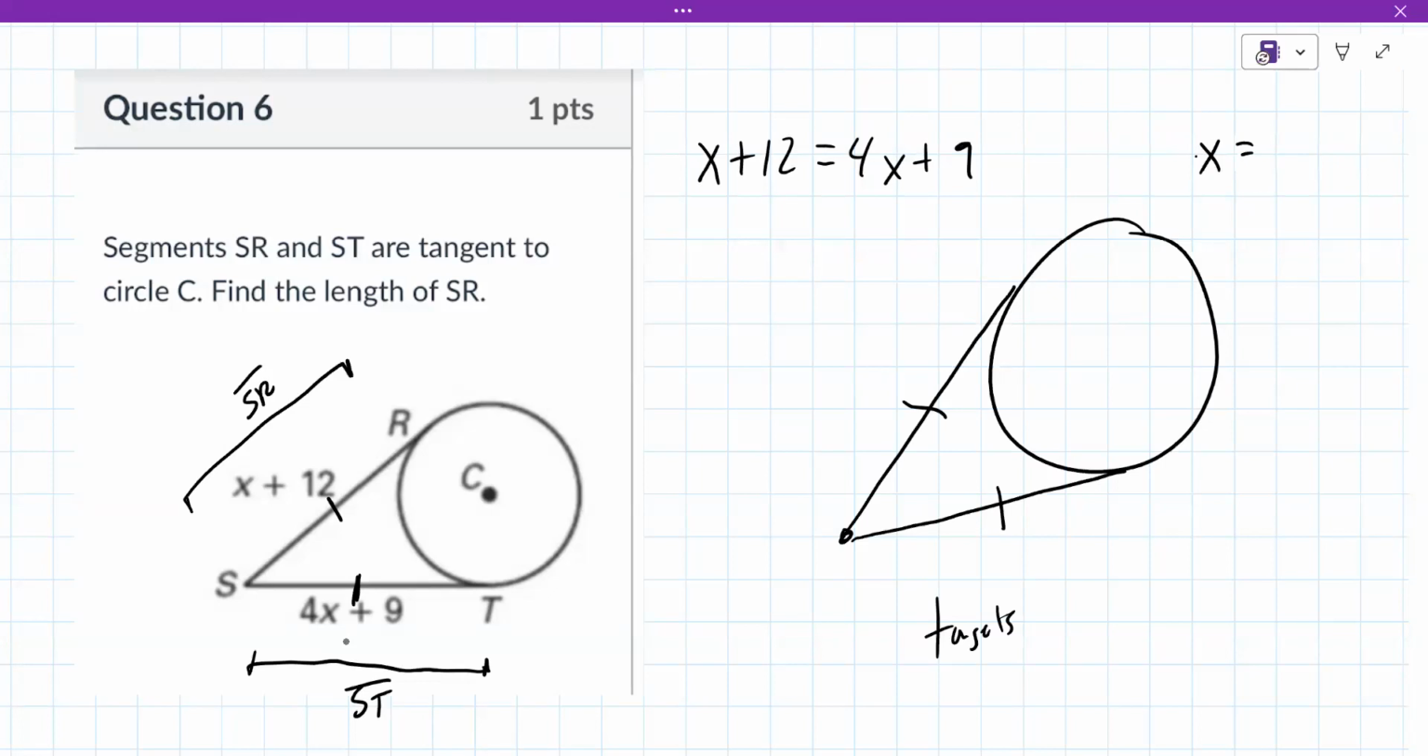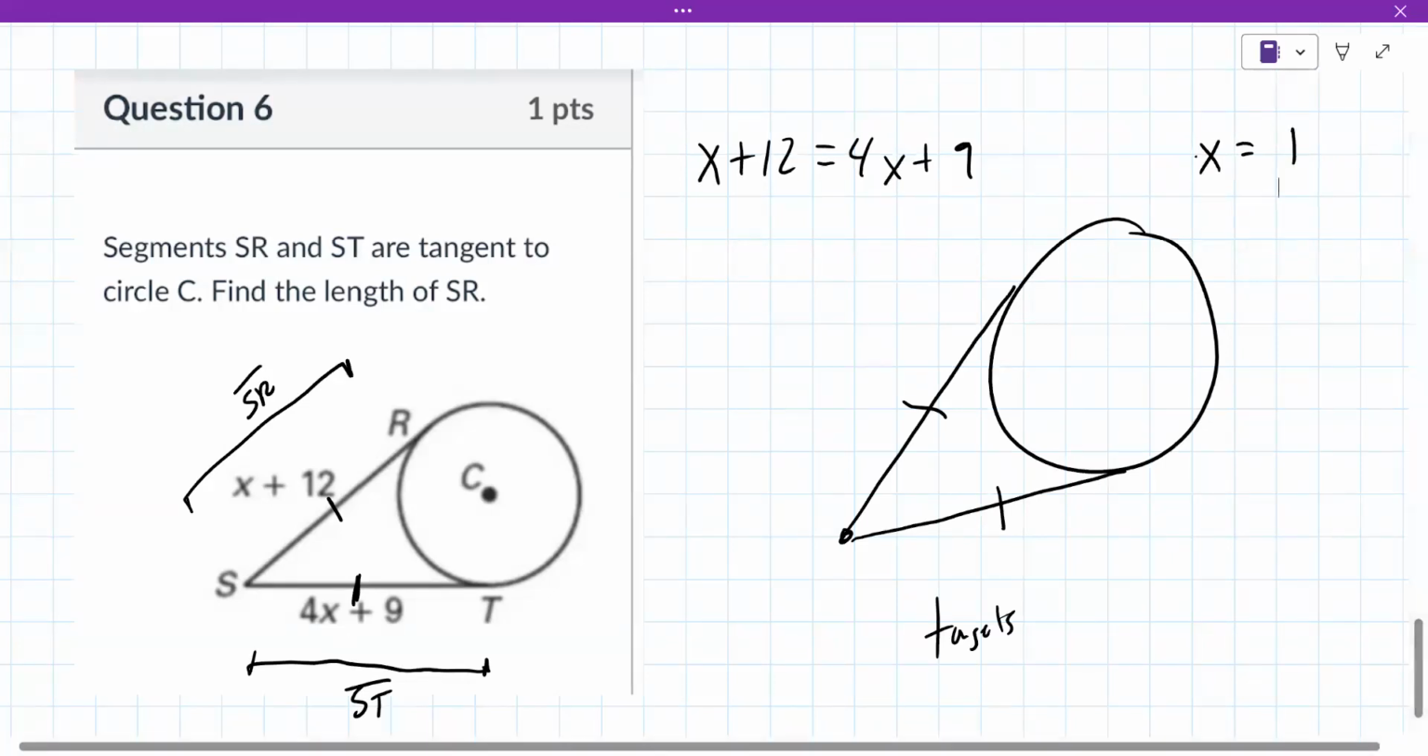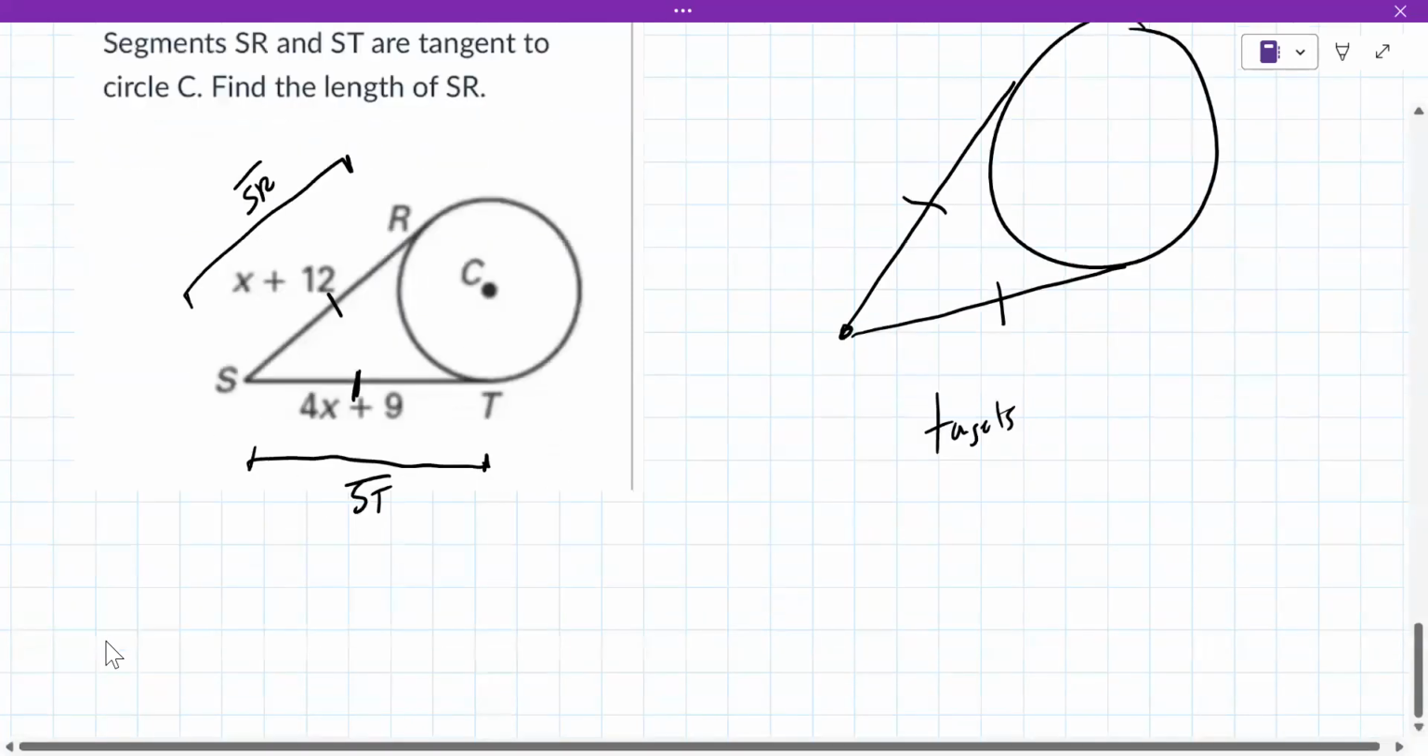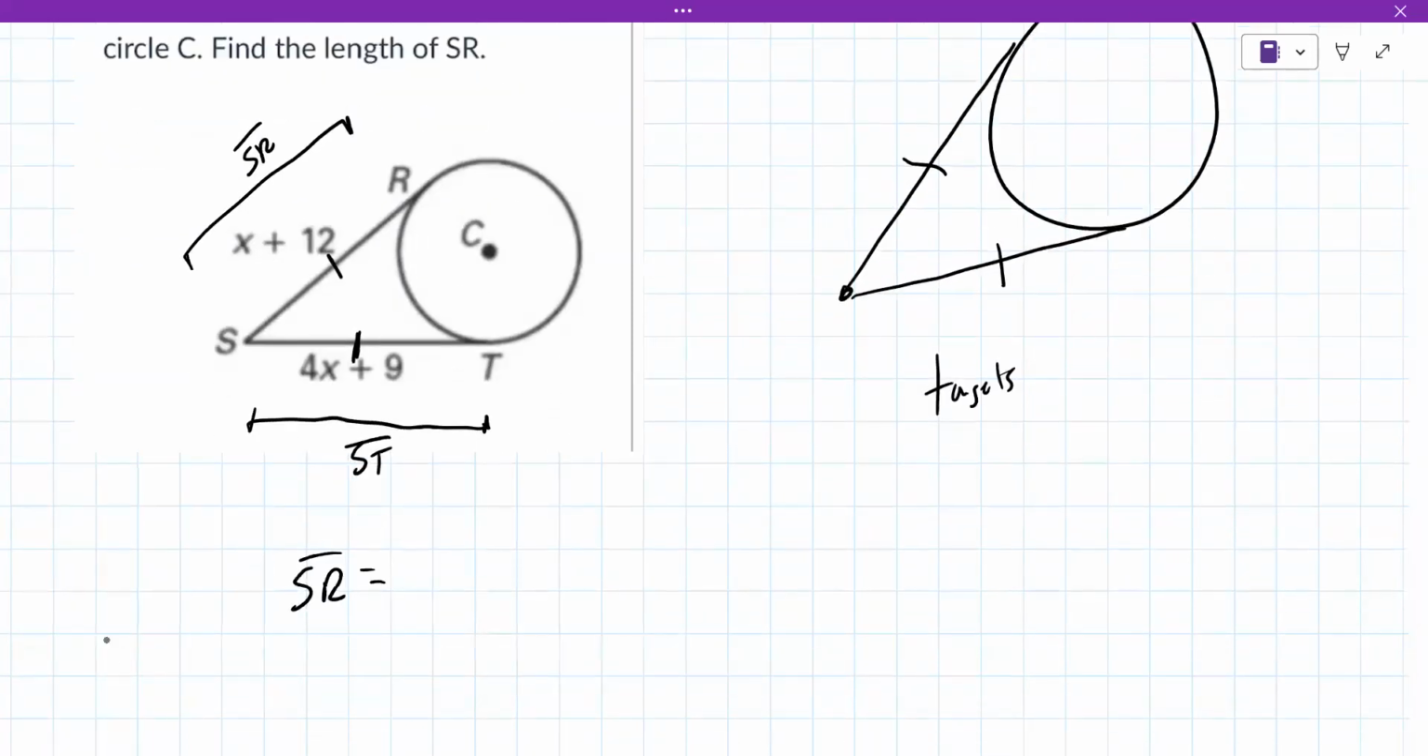X is going to equal 1. Okay, that's true. So SR would be 13 then. You got it. All right, great. We're moving through it here.